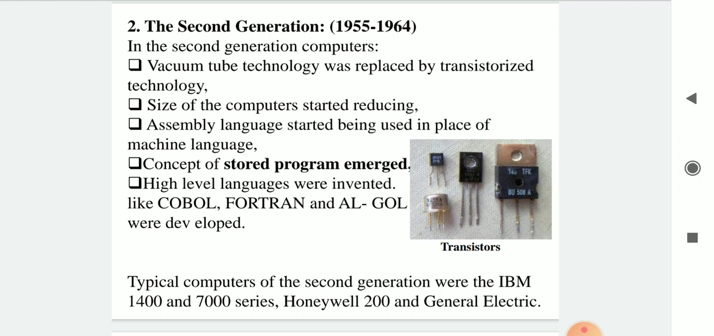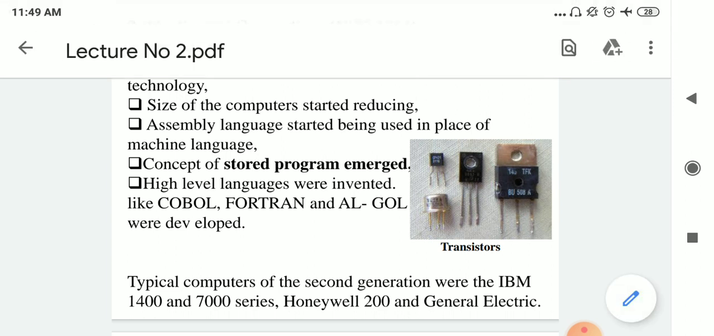Assembly language began to be used in place of machine language. The concept of stored program emerged, and high level languages were invented. So the concept of high level language started after 1955. This was the generation of transistor computers. Vacuum tubes were replaced by transistors. As a result, the size of the machine started shrinking. These computers were smaller, faster, more reliable, and more energy efficient.